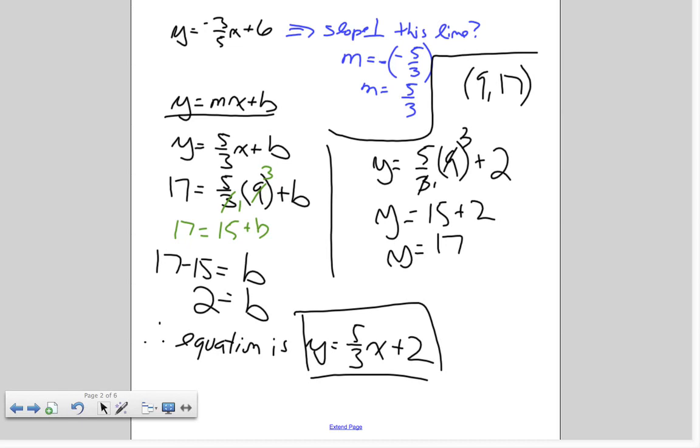So here's a side question. Is that point 9, 17 important to get this equation? Yes. What happens if I didn't give you that point? We wouldn't have been able to find these. How many possible solutions are there then? Anything. Infinite. Everything in between.